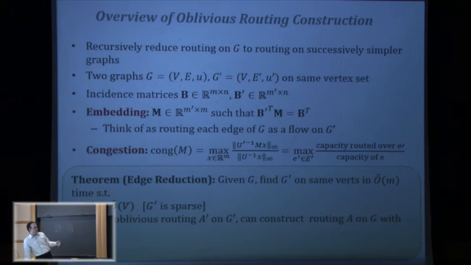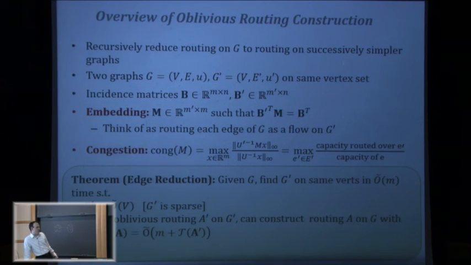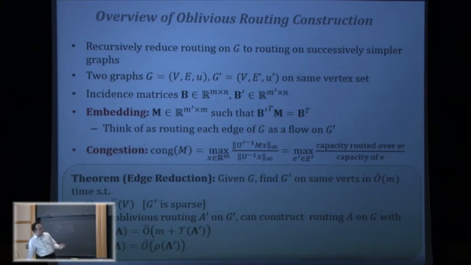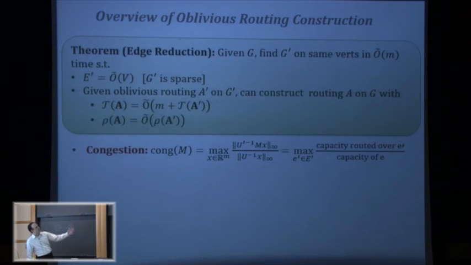and it will come with the ability to route stuff back. Given an oblivious routing scheme on the sparse graph, you'll be able to pull it back to an oblivious routing scheme on the original graph. The running time will be linear plus the time to do the other oblivious routing scheme. And also the competitive ratio won't blow up much. It'll be up to some log factors, the same as before. So this is one of our pieces.